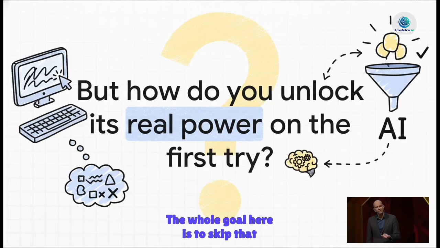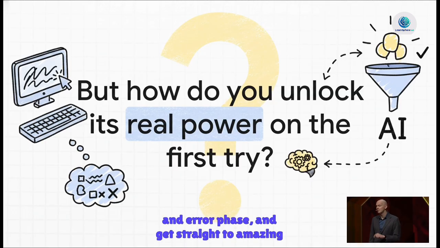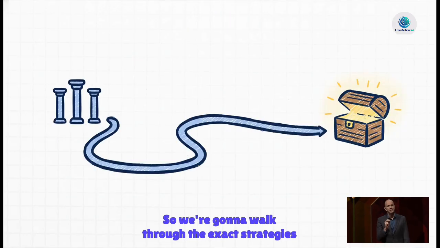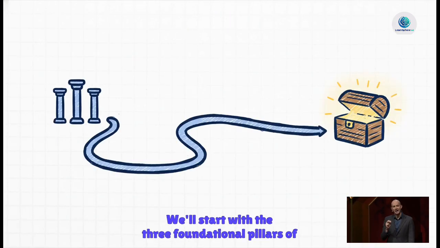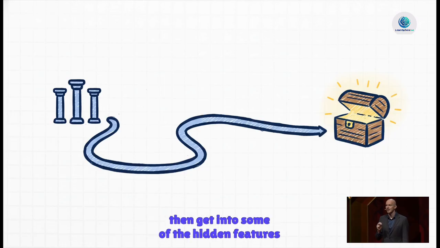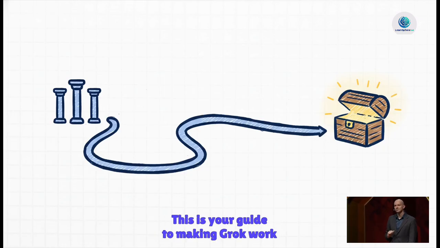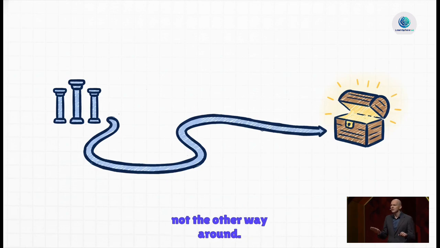You type in a prompt you think is brilliant, and what you get back is kinda meh. The whole goal here is to skip that frustrating trial and error phase and get straight to amazing results every single time. So we're going to walk through the exact strategies you need. We'll start with the 3 foundational pillars of prompting, and then get into some of the hidden features that'll give you a serious edge. This is your guide to making Grok work for you, not the other way around.